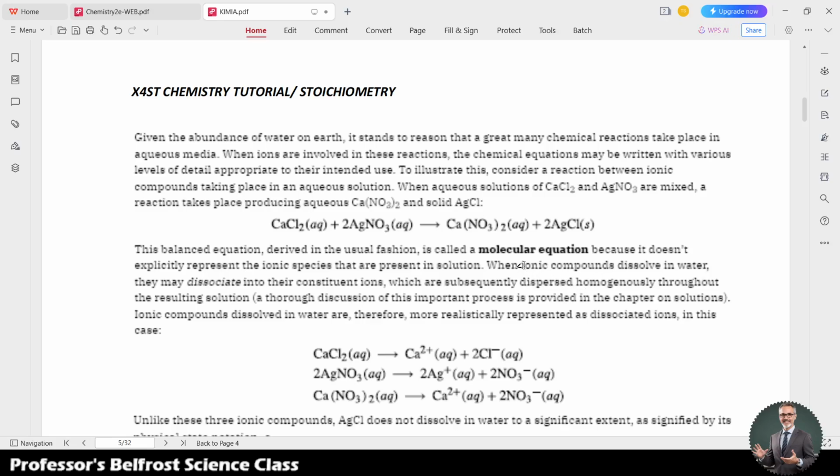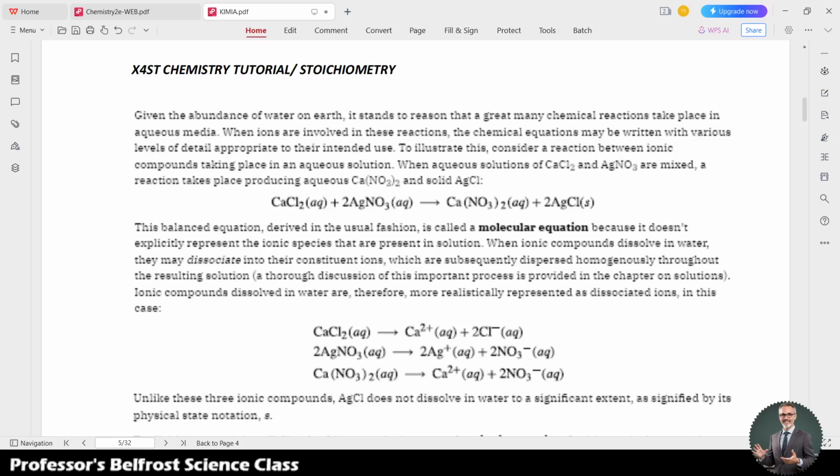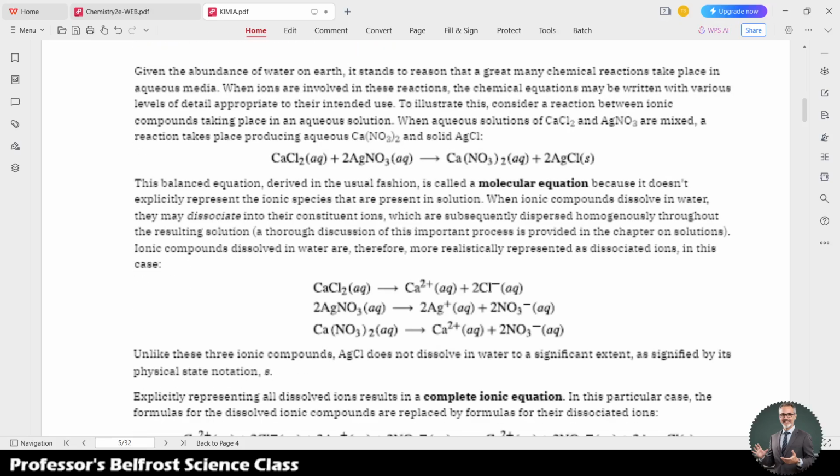When ionic compounds dissolve in water, they may dissociate into their constituent ions. We need to pay attention to these ionic compounds. Ionic compounds can dissolve in water, whereas covalent ones cannot. So they can dissociate into their constituent ions and subsequently disperse homogeneously throughout the resulting solution. So ionic compounds dissolved in water are more realistically represented as the dissociated ions.